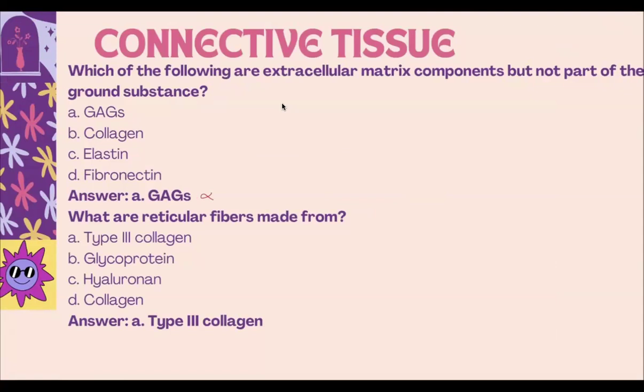Then you have, what are reticular fibers made from? That's type 3 collagen, very, very important to note. Hyaluronic acid is what you see in GAGs. And I'll remove this question from the final slide, by the way.